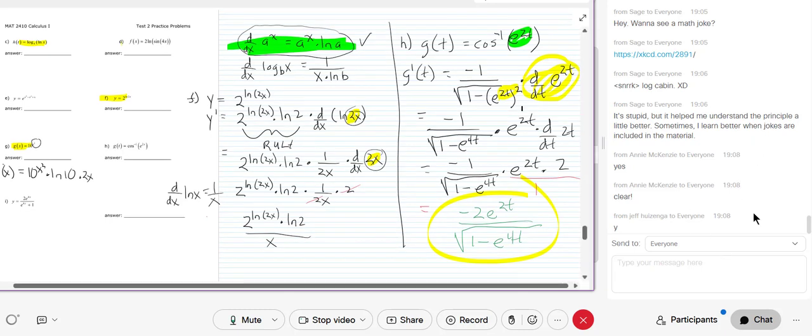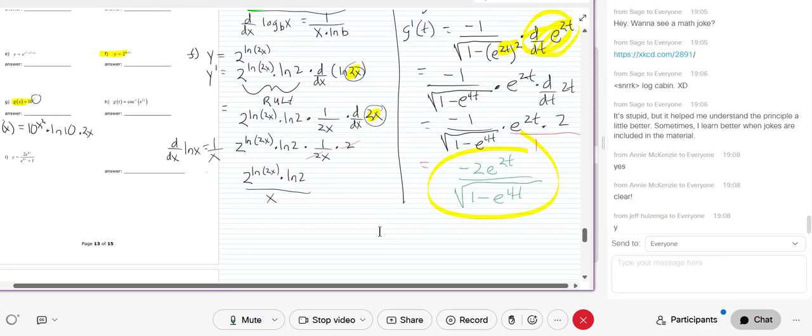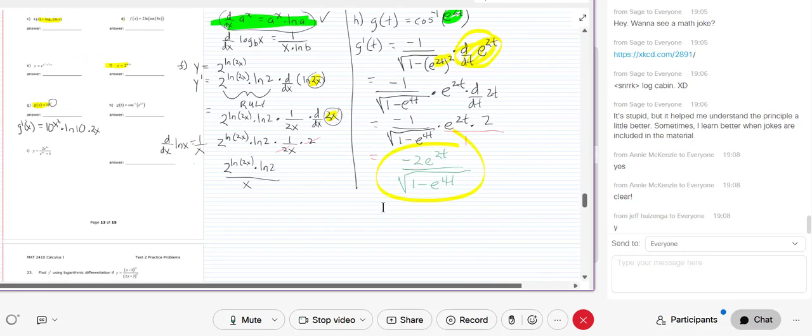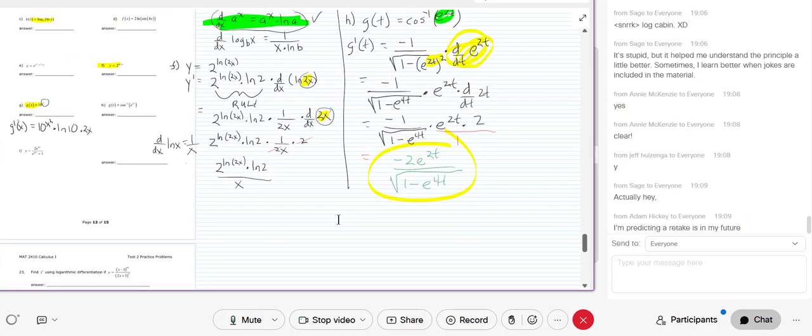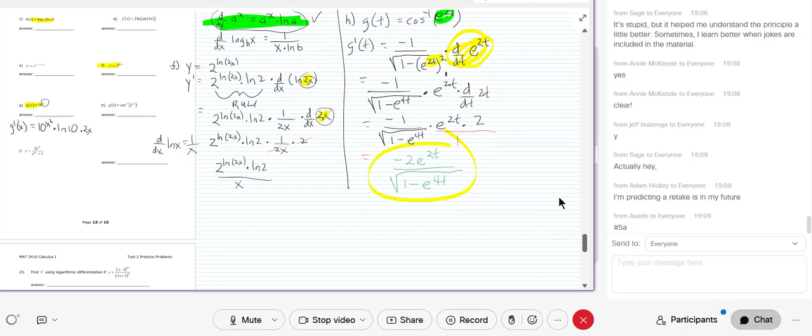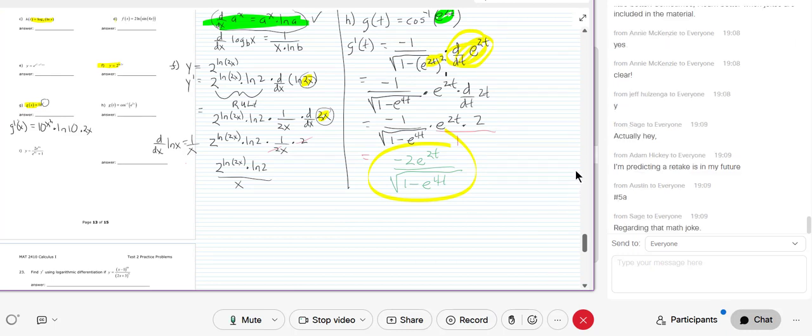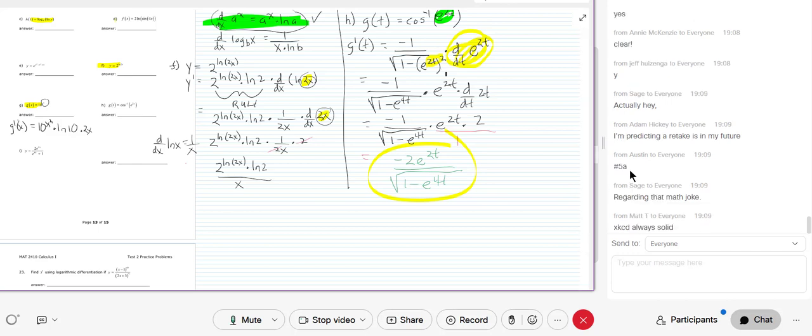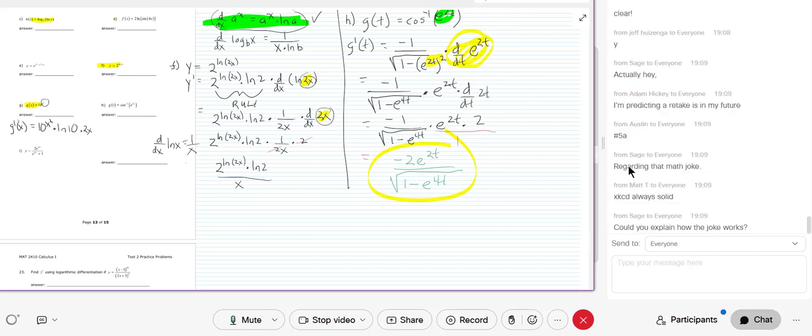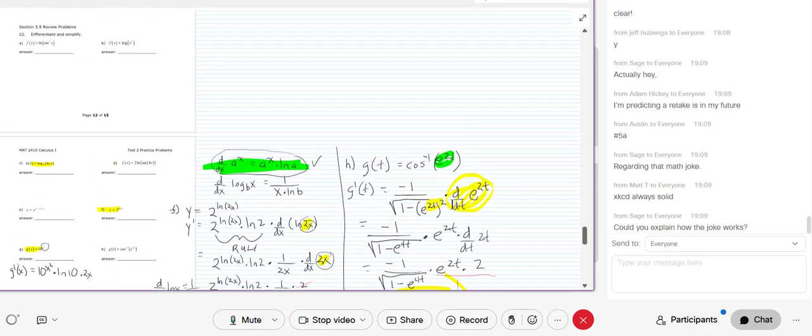Okay, let's see. Next question. Type something in. Got time to do more. Okay, let's see. Austin, 5A. I'm going to go up to 5A.